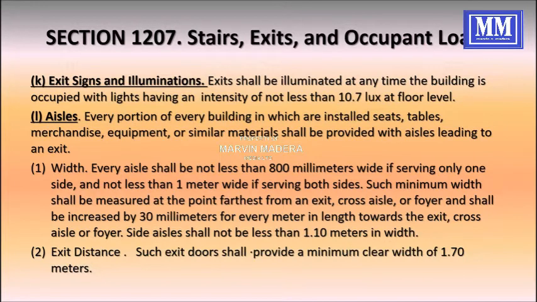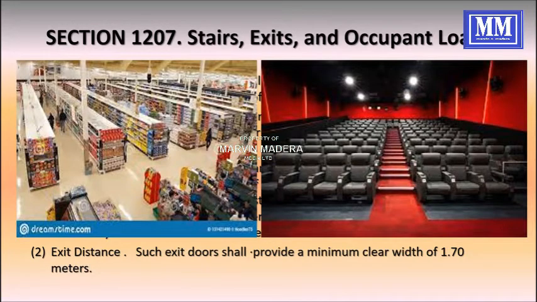In this portion here, we have the minimum required dimension of an aisle. This is a passageway between seats or any occupants in this area. We have here an example of an aisle. An aisle could be present in the supermarket. It is the passageway of the people, or it could be in a theater, or in the grandstand. It will provide access for the people going in and going out of the area.